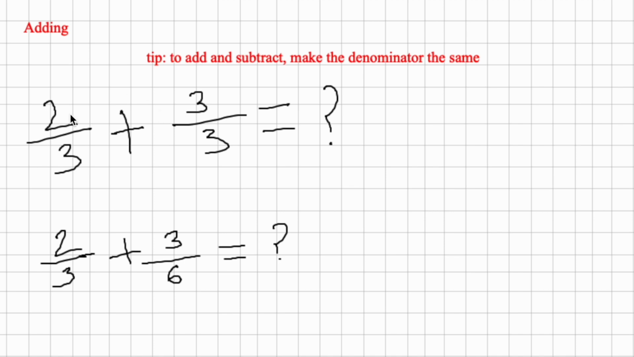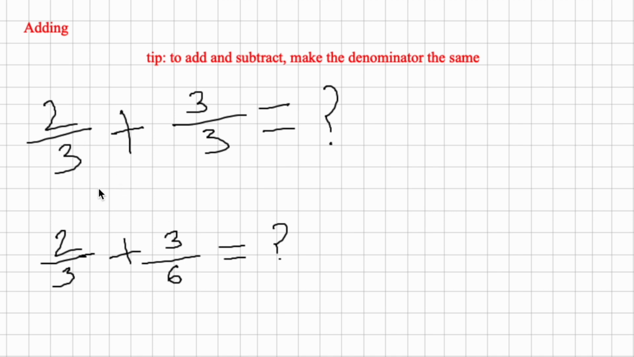So we have two types of problems here. One is 2 over 3, add 3 over 3. And we don't have the answer. I'll go through it in a minute. And we have 2 over 3 plus 3 over 6.